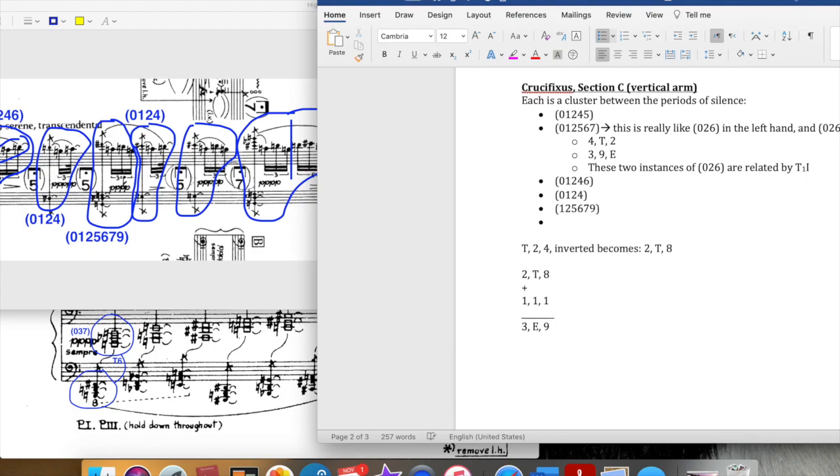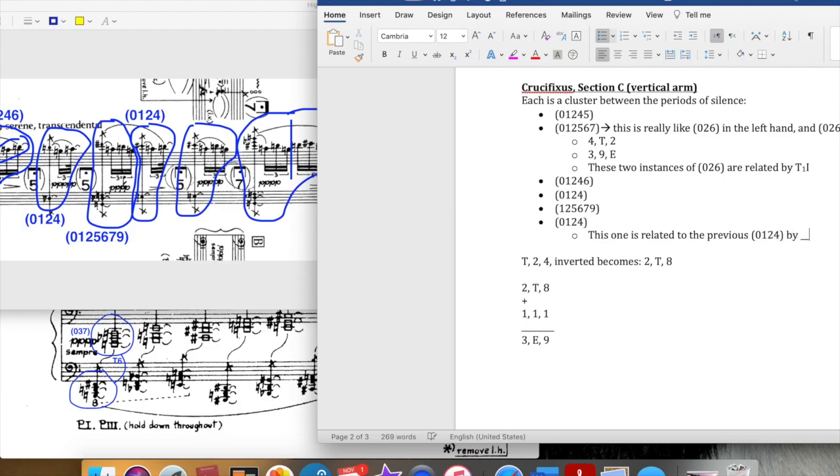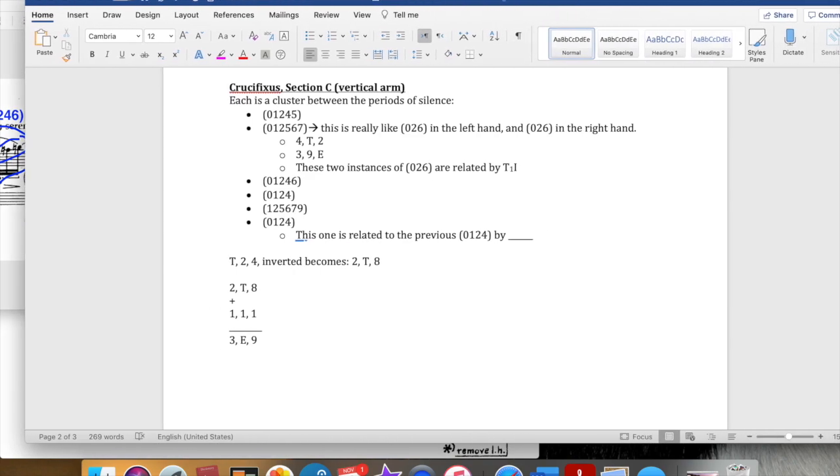And then I said we just had 0, 1, 2, 4 again, and so we're going to see this one is related to the previous instance of 0, 1, 2, 4 by, and we're going to figure that out. So this is where I said it's really helpful to have some scratch paper. I find that to be a really helpful tool.